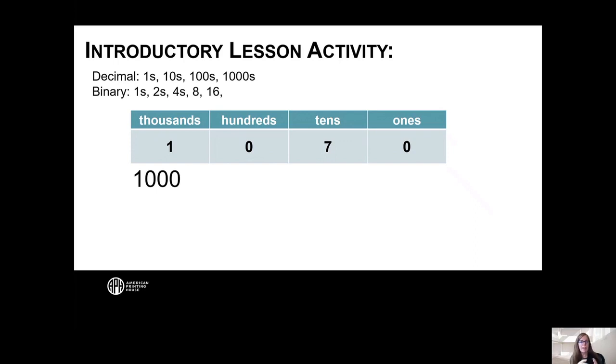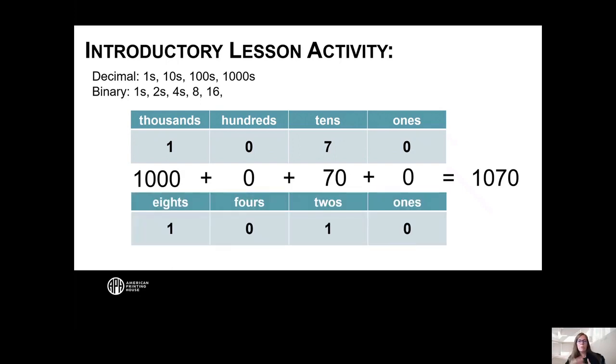So under the thousands, I have the number 1,000. Let's add to that how many hundreds we have. Well, we don't have any, so that's a 0. Let's add to that how many tens we have. We have 7 tens, so the value of that is 70. Then we have 1,000 plus 0 plus 70 plus 0 ones. So that gives us a value of 1,070. Now let's look at that in binary.